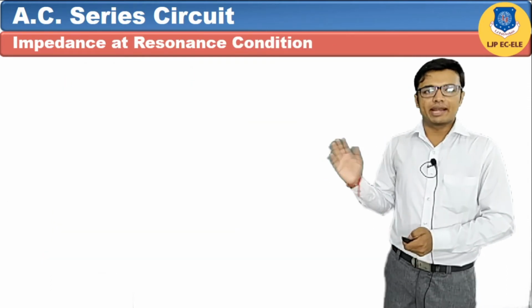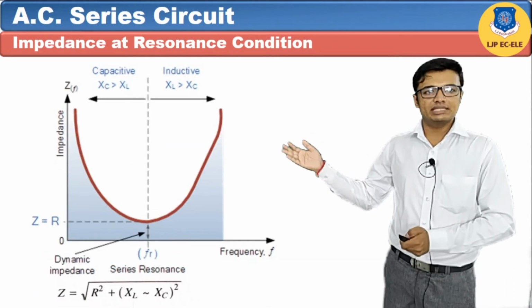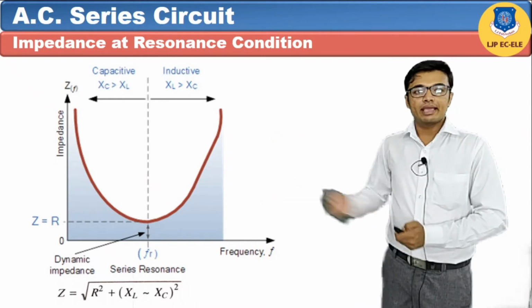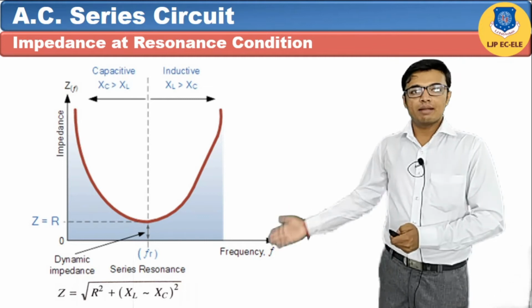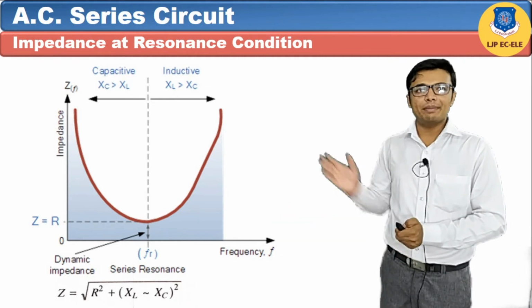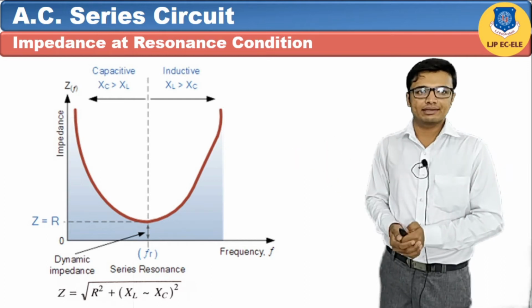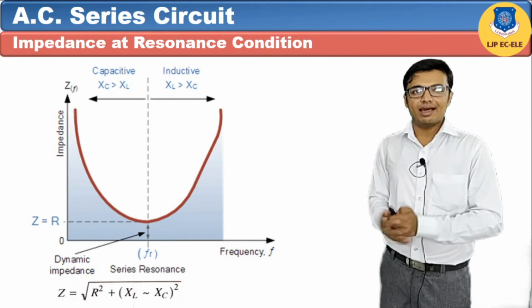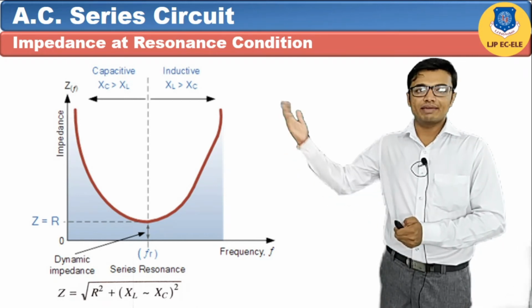Let's see impedance at resonance condition. Here you can see the graph of impedance versus frequency. This is the equation for impedance, Z is equal to under root of R square plus (XL minus XC) square. Before the resonance condition, the value of capacitive reactance is greater than inductive reactance. Hence net reactance will become capacitive, so it will be very large. So we get a very large value of impedance.